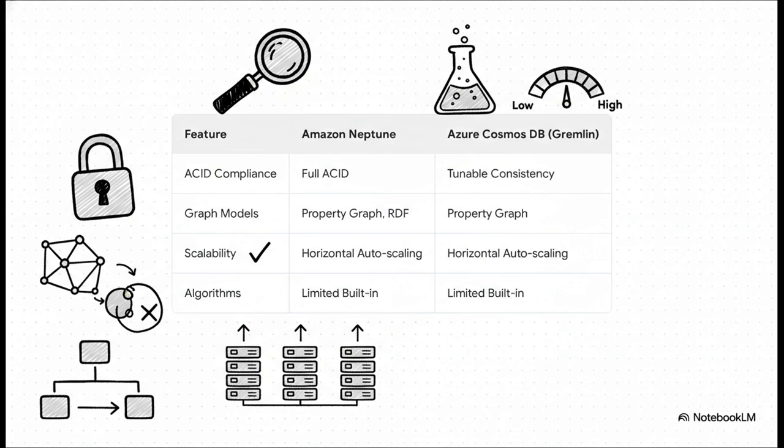But check out the third and fourth rows. This is where it gets really interesting. Neptune gives you full ACID compliance and supports two different graph models. Cosmos DB, on the other hand, offers something called tunable consistency and sticks to just the property graph model. Right away, you can see they handle data correctness and flexibility very differently.